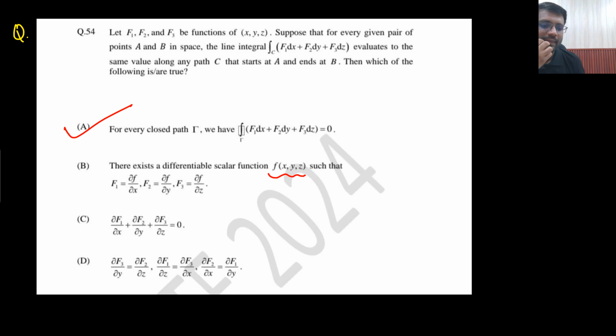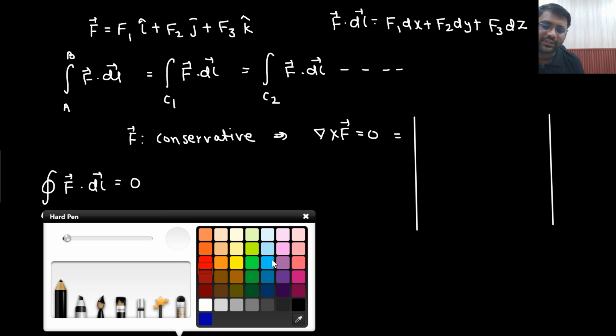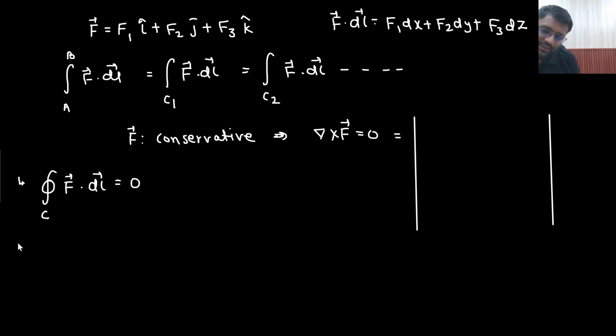Now what they are saying is that there exists a differentiable scalar function small f such that this holds. They are saying that if del cross F is 0, this is the first statement. The second statement is, if del cross F is 0, then can I write F as the gradient of some other function phi? Now in place of phi, they have given the scalar field as f. So can I write it in this manner?